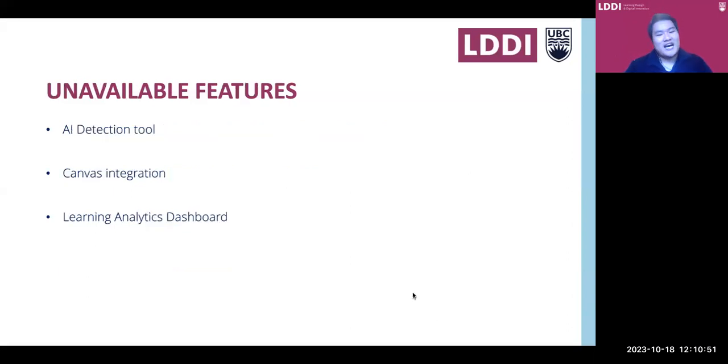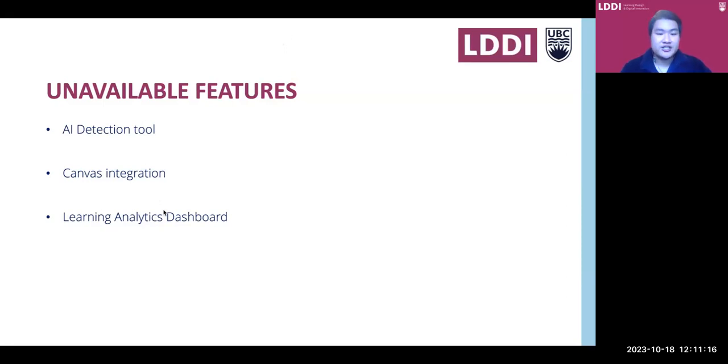Thank you. So some key features that are disabled here at UBC. The first one is the AI detection tool. And this one is actually pretty current and a very recent news headline, I would say. So the tool currently is designed, or the AI detection tool is designed to detect work that was potentially written by AI. But UBC has made the decision to not actually enable that feature here.